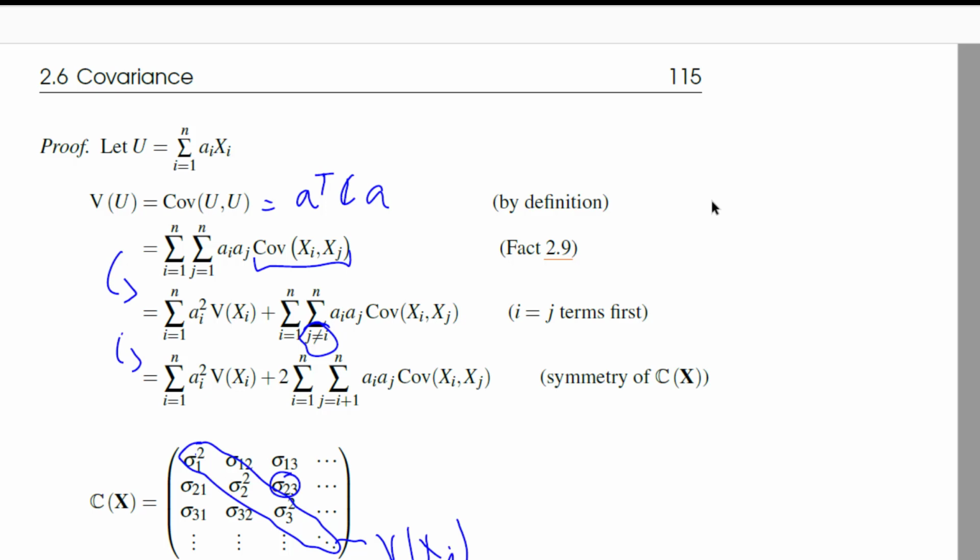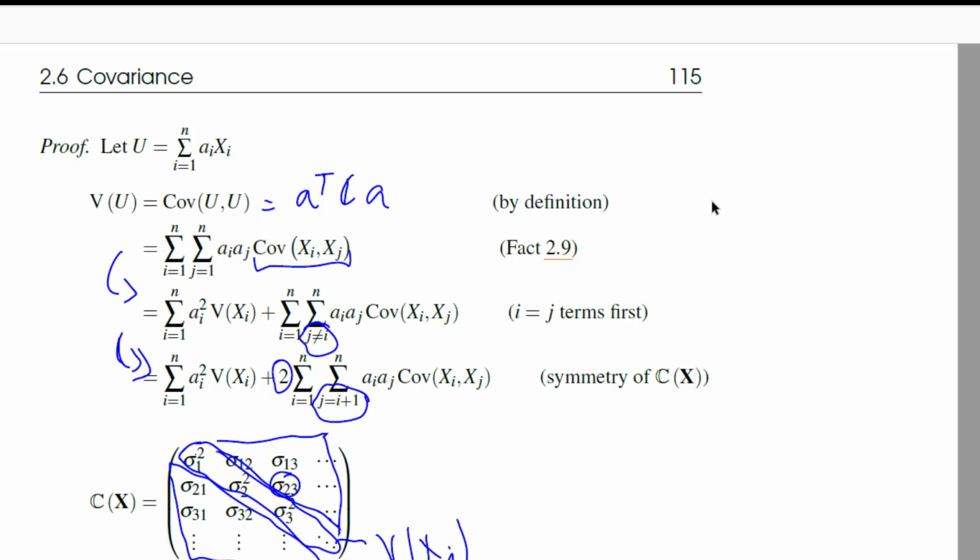And in the second arrow right here, we just notice that since the matrix is symmetric, you can do the summation in one of the triangles, either the lower one or the upper one, and then you can multiply it by 2. So that's what we're doing here. And here, this is the key, j starts from i plus 1 now.